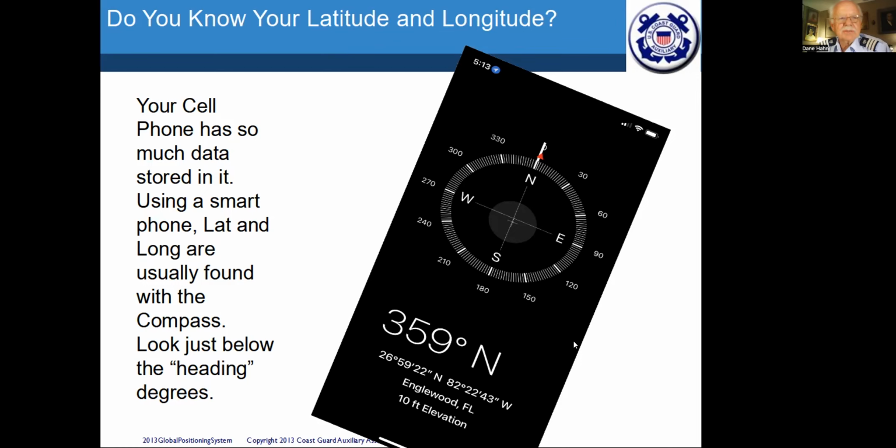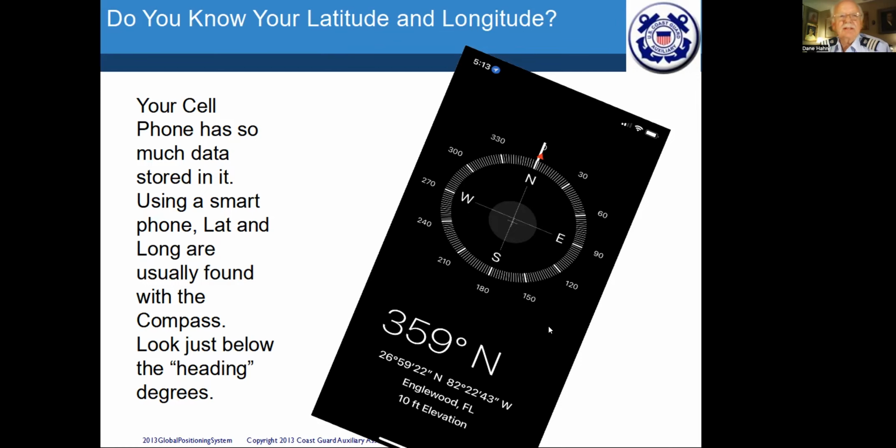Just take your smartphone and go to the compass. Obviously, this is the compass, and down below the heading degrees that tell you what the arrow is on, is the latitude and longitude of where I was sitting when I took this picture. I'm in Englewood, Florida. I'm at 10 feet above sea level, and this is the latitude, and this is the longitude. And you want to check on those.